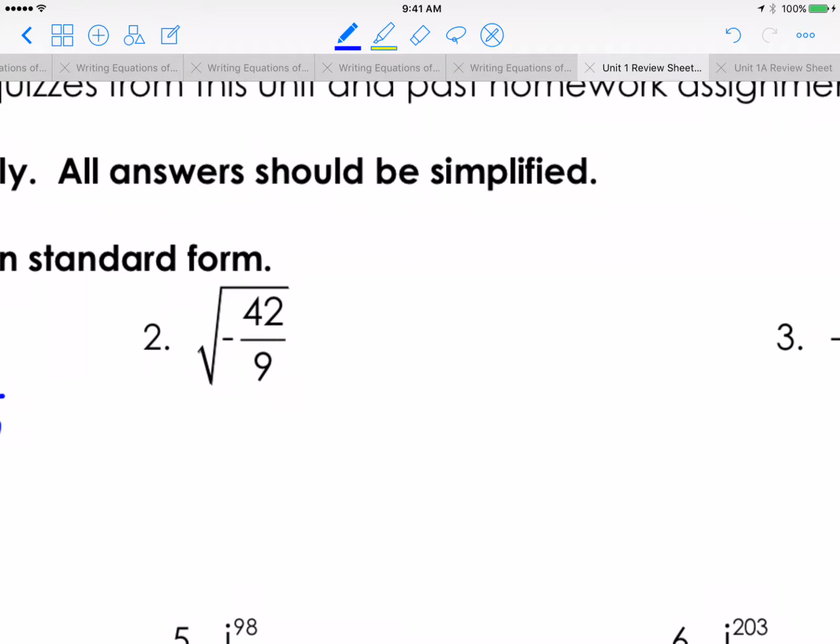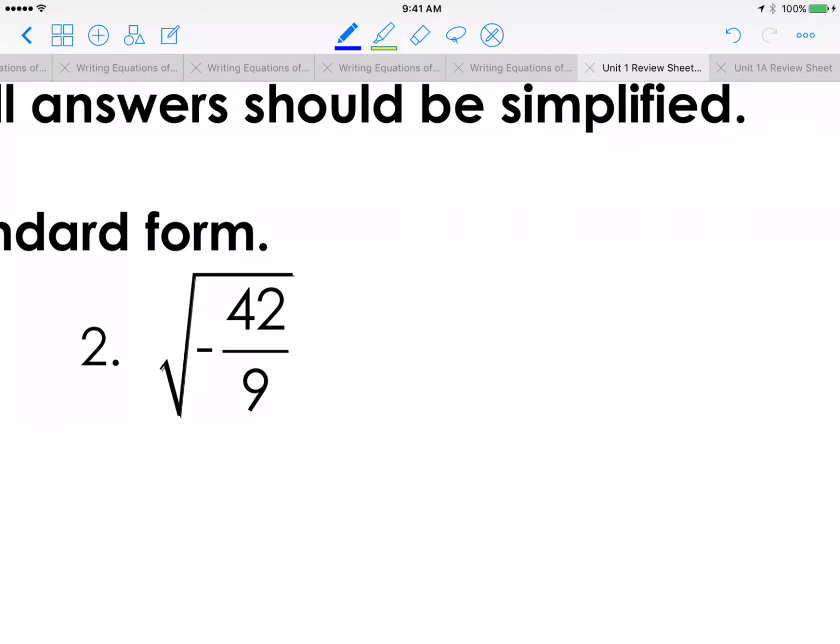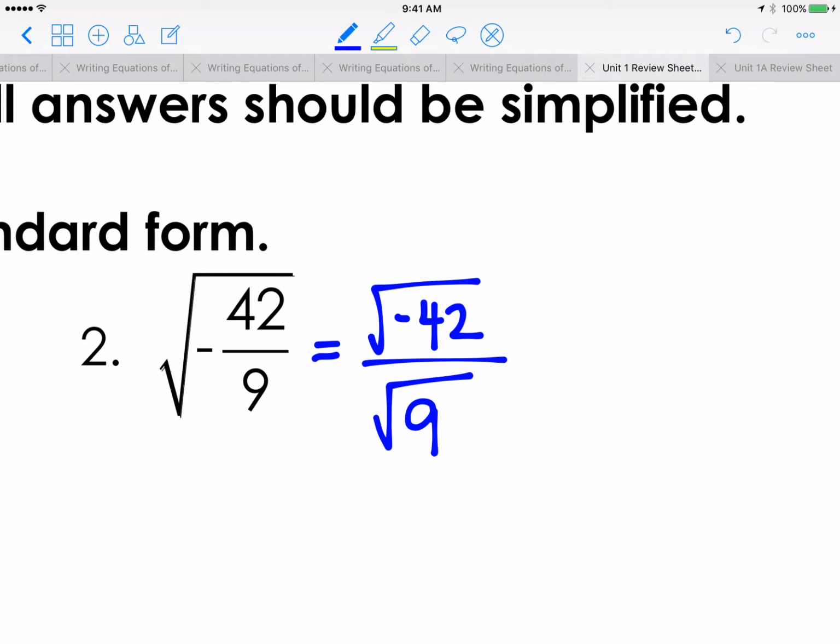Okay, so let's look at number 2. So on this one, you can't really simplify 42. Well, let's see. Let's divide that. Not very well. It will be a fraction. It'll be 14 over 3, which would not help us any. So what we can do here is we can split up the square roots. We can give it to the top and to the bottom. Well, what's the square root of 9? 3. So yay, we get rid of that radical underneath the denominator, which we're not allowed to have.